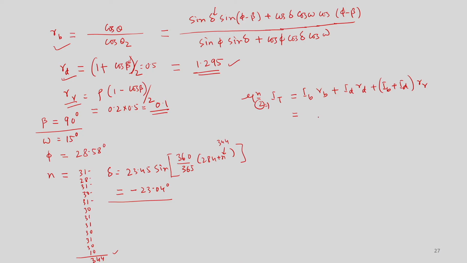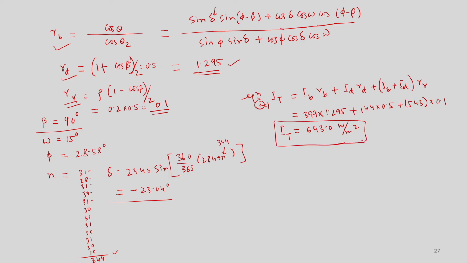The IB value we already know. What is the value of IB? We have calculated it, which is 399, multiplied by 1.295, plus ID is 144.05, plus (IB plus ID) is 543 multiplied by RR, which is 0.1. If we do the calculation, this IT is found to be 643.0 watt per meter square. This IT is known.